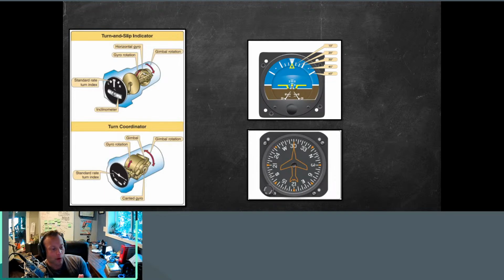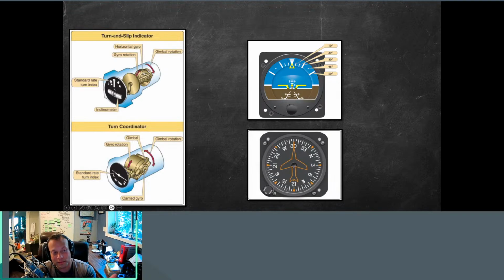Now, the turn and slip coordinator is another gyroscopic instrument. This one's electrically driven. The other two are typically vacuum driven. Now, with the turn and slip coordinator, you might see two different types. The top one is a turn and slip indicator, and it's not going to have a little airplane. It's going to have a little needle, and it points to a standard rate turn index.